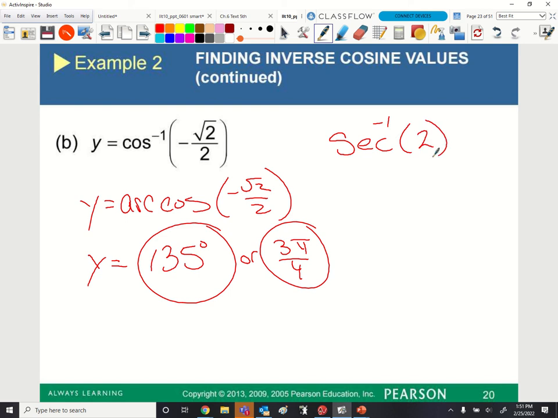Use the right words. You would just put, because secant is technically 2 over 1, so you put 1 over 2 and then look for that. Secant is 2 over 1, isn't it? Yeah. I would rewrite this as arc cosine of 1/2. Just flip it over.